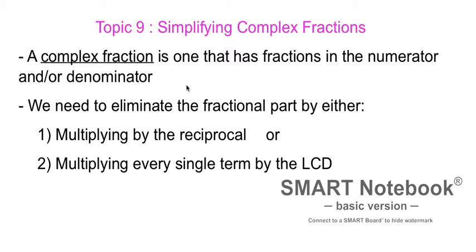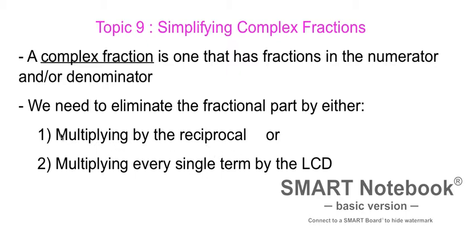There are multiple ways to eliminate the fractional part in a complex fraction. Sometimes you can do number 1, which is multiply by the reciprocal, and that's usually when you have one term over another term. So one term over one term, you can multiply by the reciprocal. But sometimes, unfortunately, number 1 is not an option, so we have to go to number 2, which is multiplying every single term by the LCD. So this will all make sense when I show you examples.